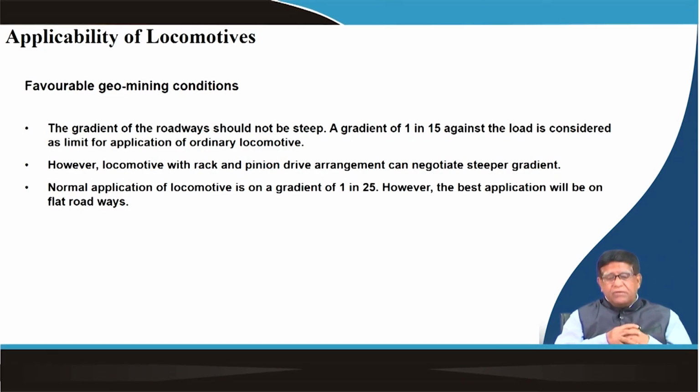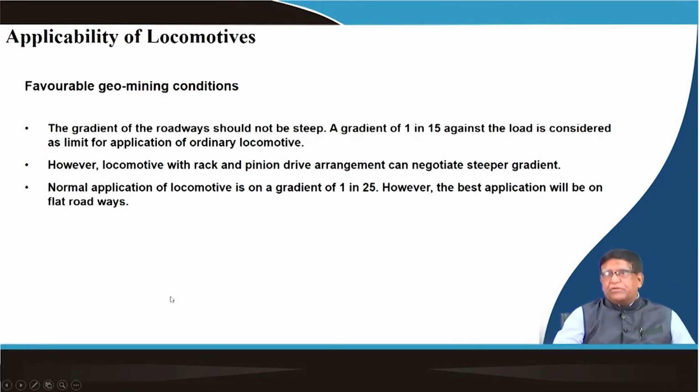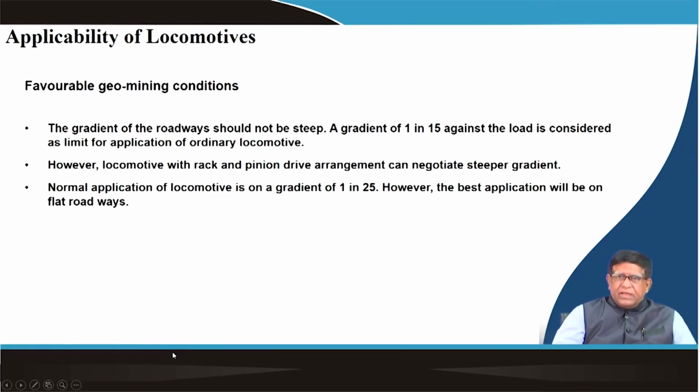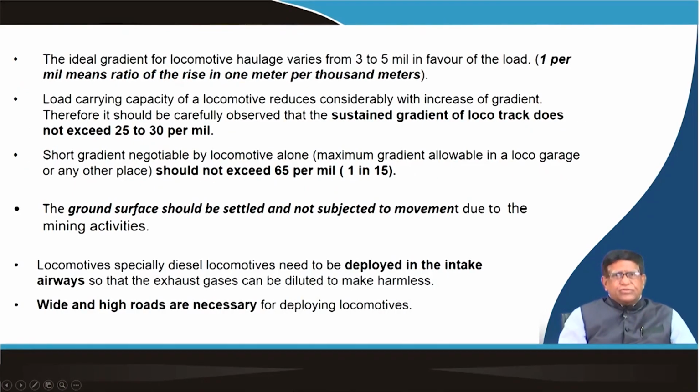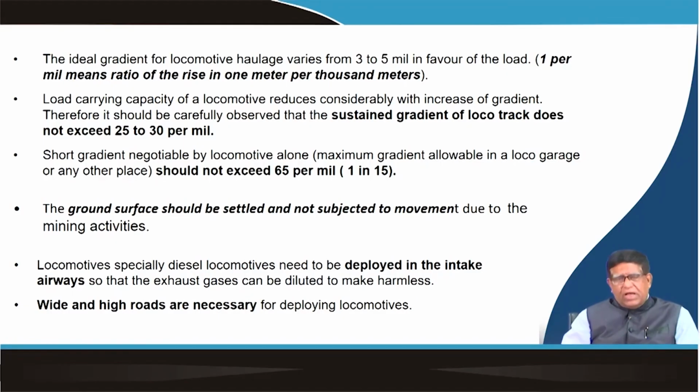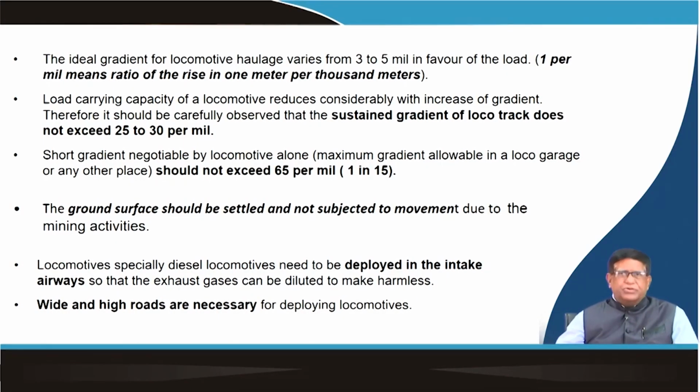the normal application of locomotive is on a gradient of 1 in 25. However, the best application will be on flat road surfaces. So, in the mine, wherever it is traveling horizontally in one gallery on a horizon, it can be used. That is why it could be used in combination with other modes, such as direct rope haulage, which can bring the material from a lower horizon to a particular horizon where the shaft is. So, there the materials can be brought.